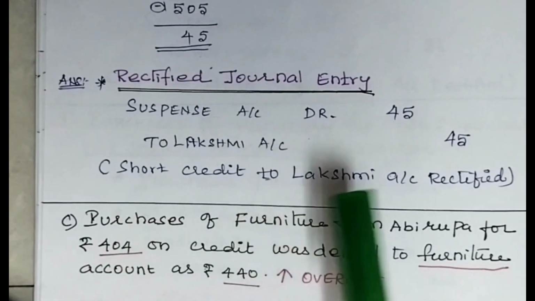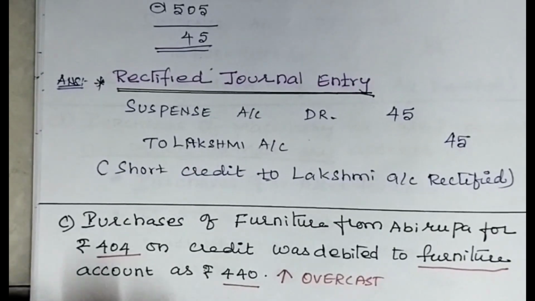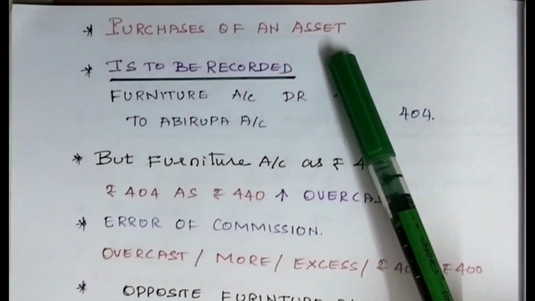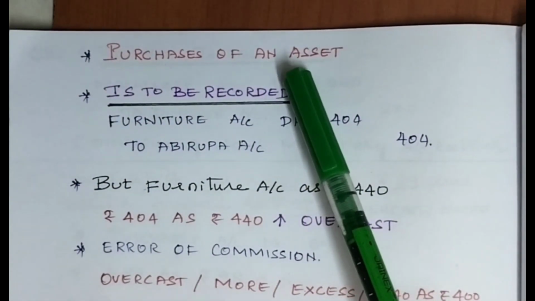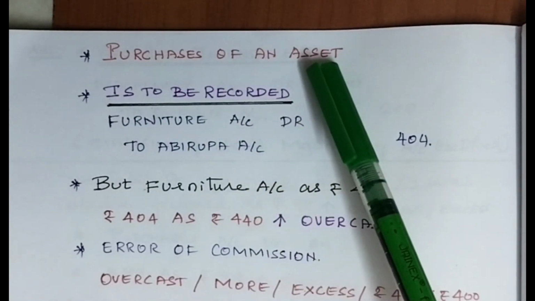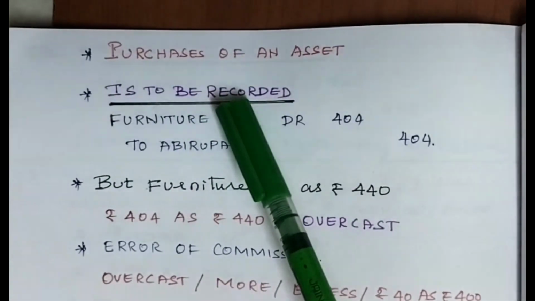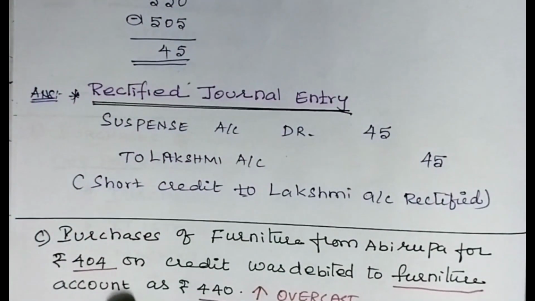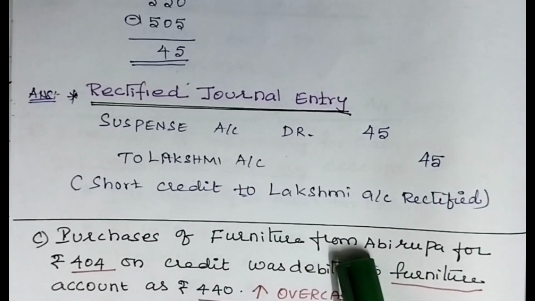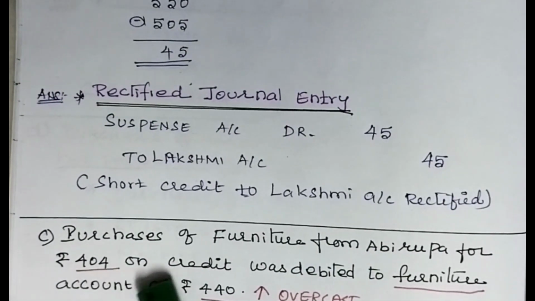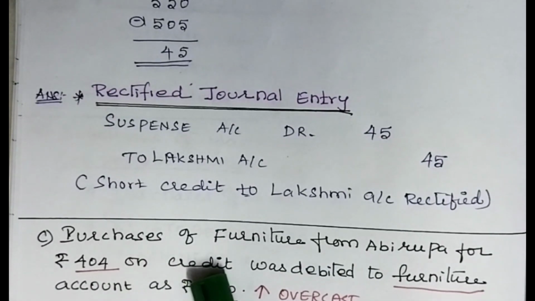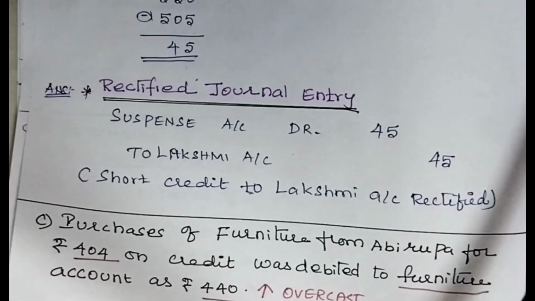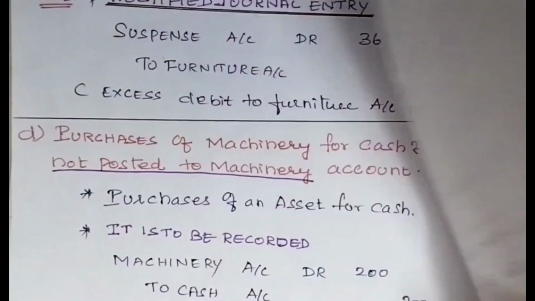Listen, you purchase furniture. Purchases of furniture means you purchase an asset in the name of furniture. So what is to be recorded? You purchased an asset for rupees. How much? You purchased furniture from Abhirupa for rupees 404. On what basis, cash or credit? On credit basis. So you purchased an asset from Abhirupa for 404 on credit.